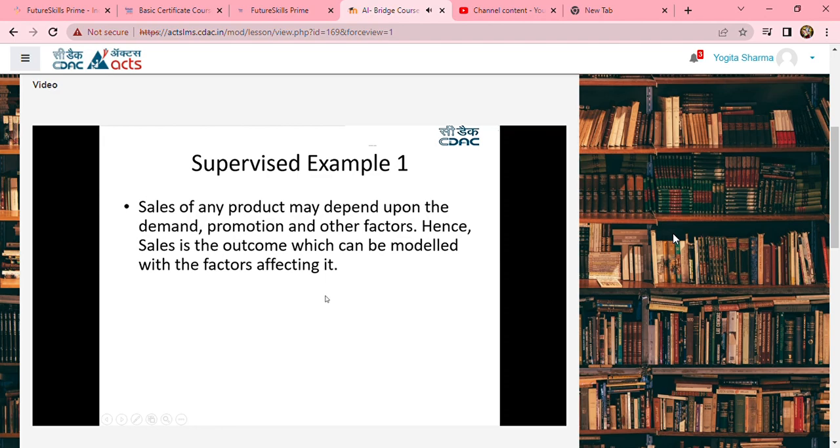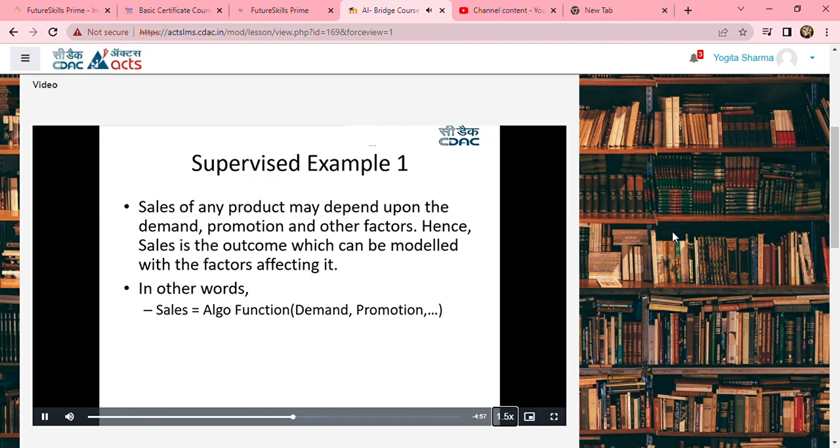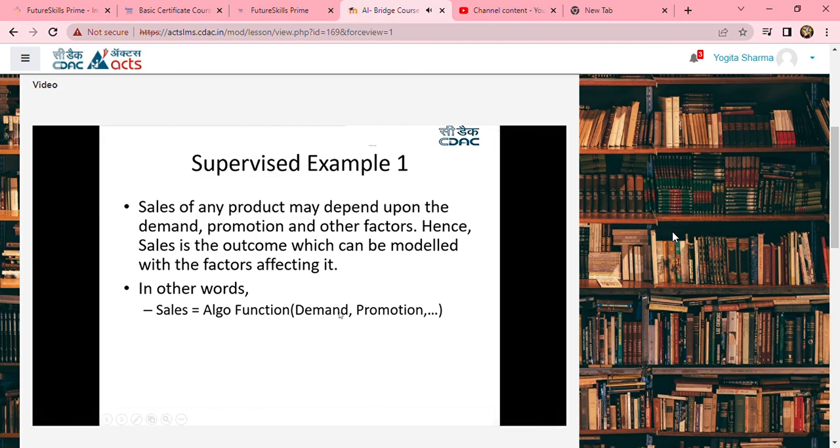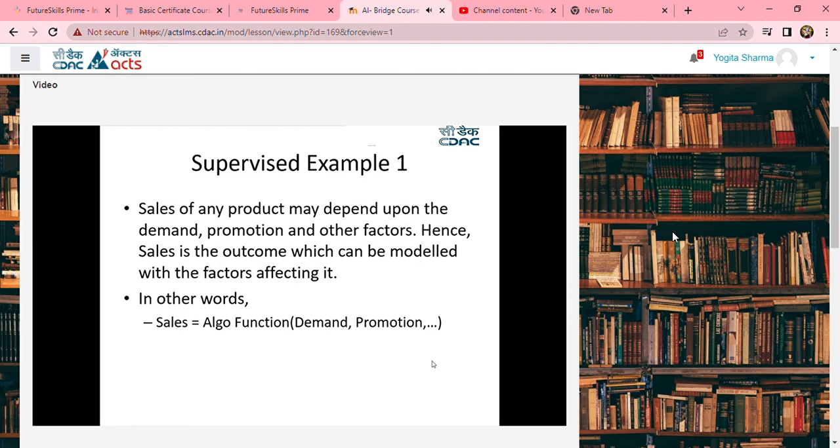Well, suppose that we have sales of any product. Business domain knowledge definitely tells us that sales depend on demand, promotion, and many other factors. Now, with the help of a machine learning algorithm, we try to establish a strong mathematical link between the factors affecting the sales and the sales. There are various approaches which we are going to learn. This is the case in which we have numerical outcomes. Such algorithms are called regression algorithms, which have numerical outcomes.